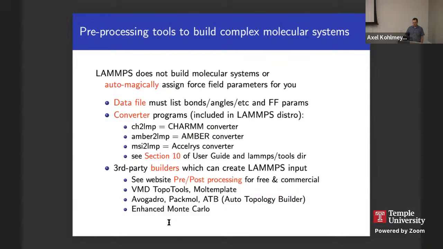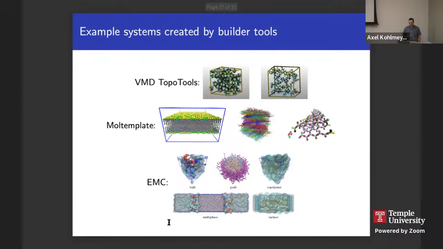For example, DD Topo Tools, Moltemplate, and then Avogadro, Packmol, ATB, and the Enhanced Monte Carlo. Here are some examples to create molecular systems: Topotools, Moltemplate, and the Enhanced Monte Carlo. And then again, you can look at the documentation of LAMMPS and see where to download these and look at the documentation for the specific tool.